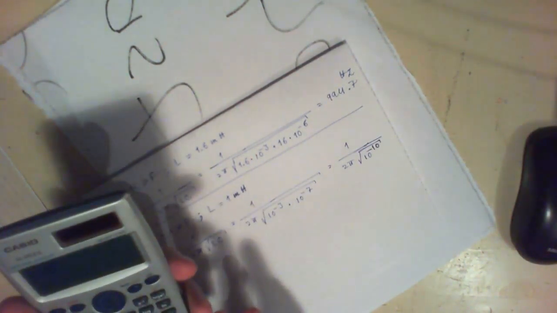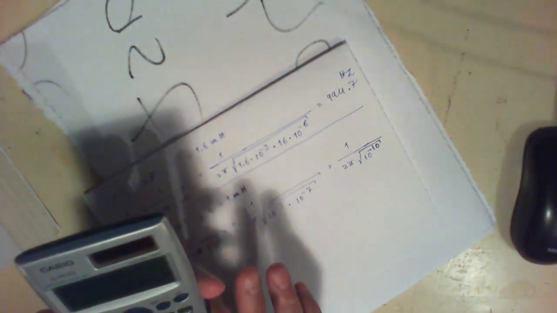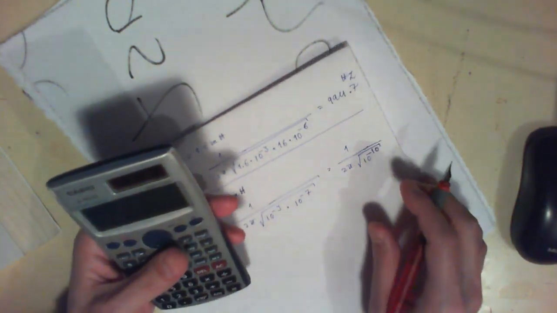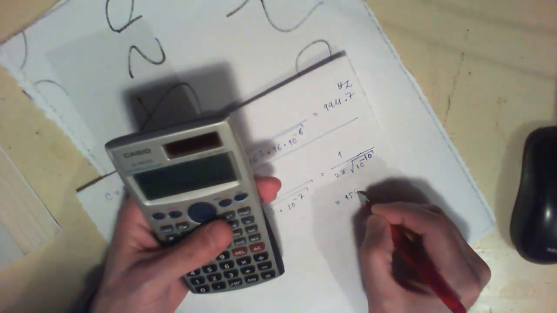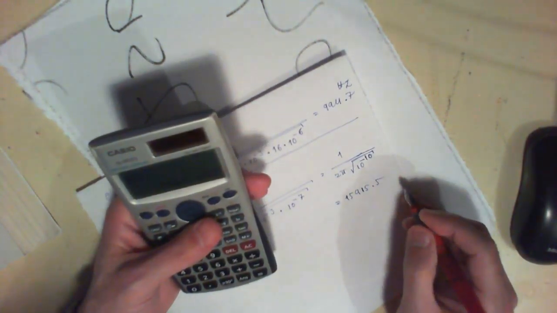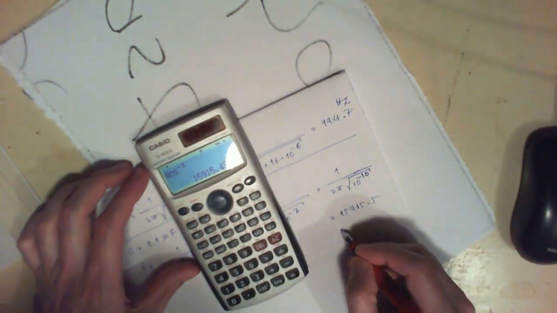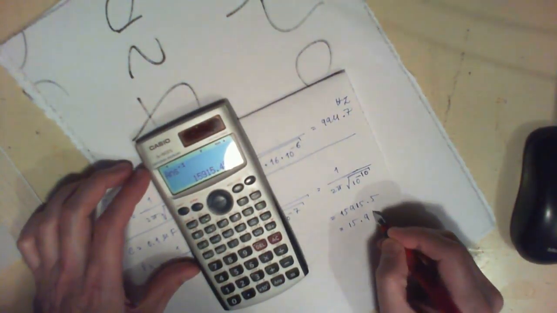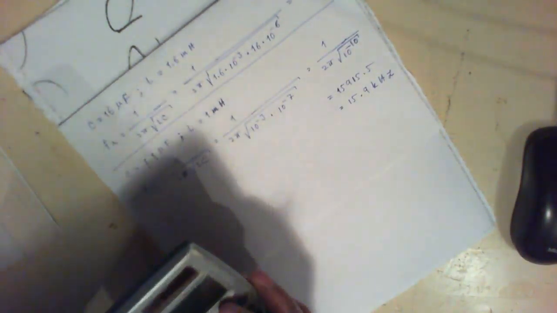So now you have 2 pi into the square root of 10 raised to the power negative 10, and take the reciprocal of that, you will get 15,915.5, and that's about 15.9 kilohertz, or you can take it as 16 kilohertz if you want to, depending on your situation.